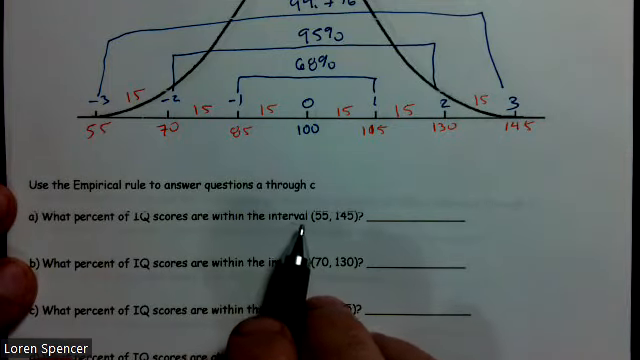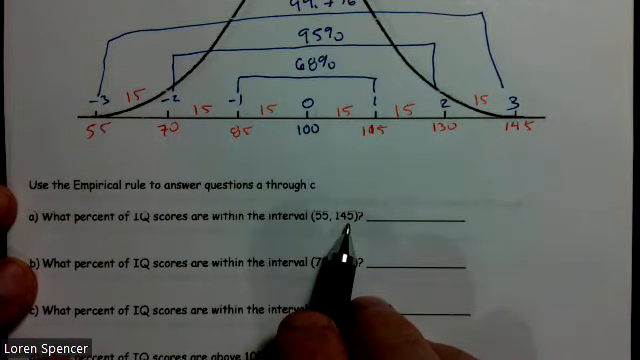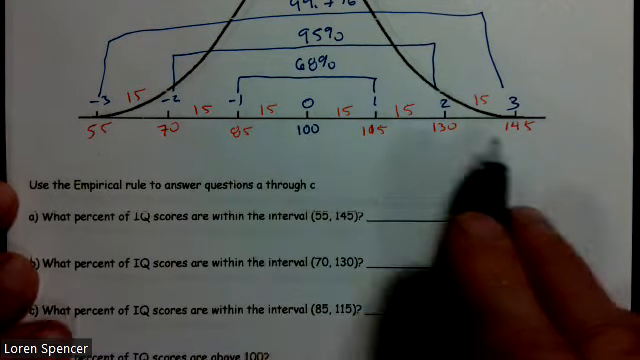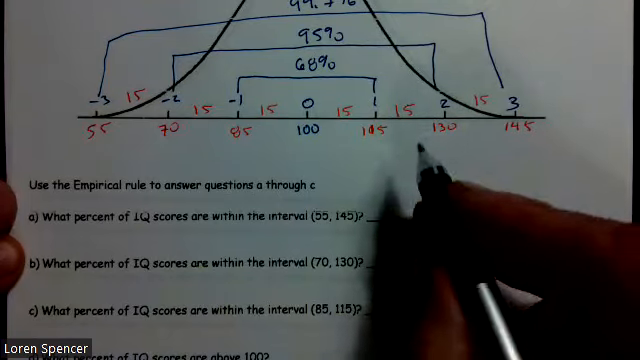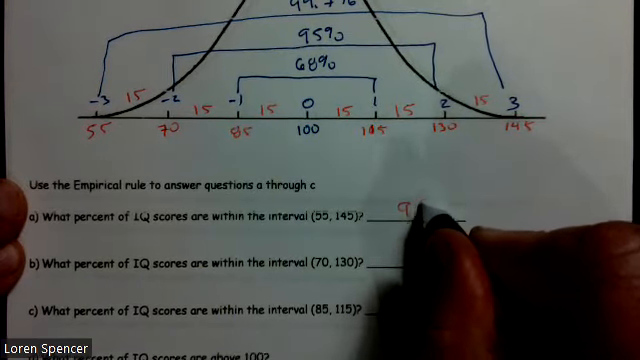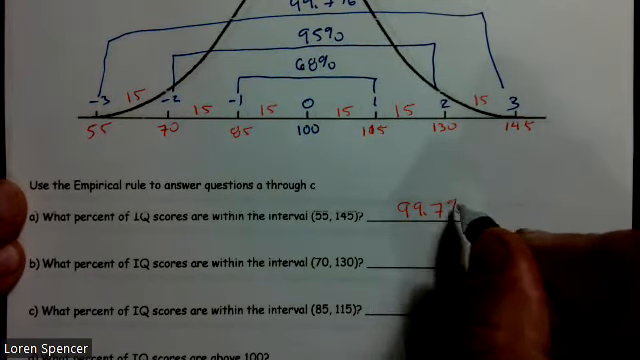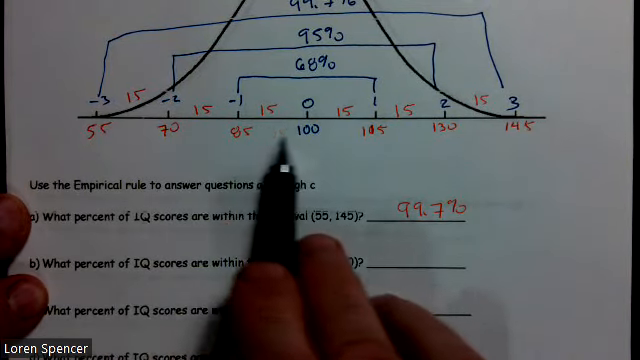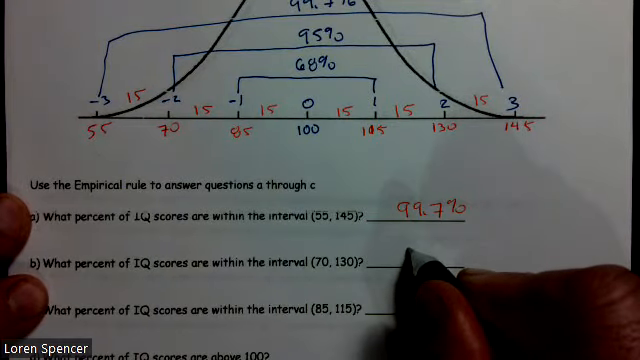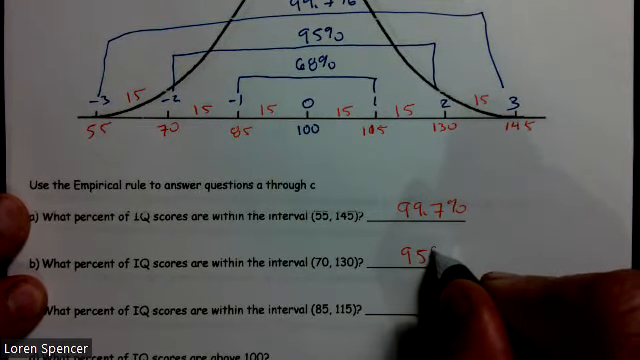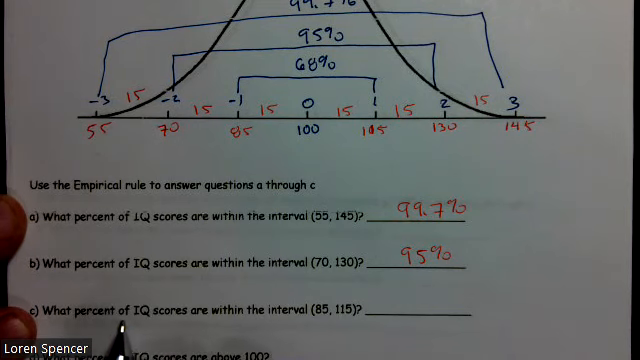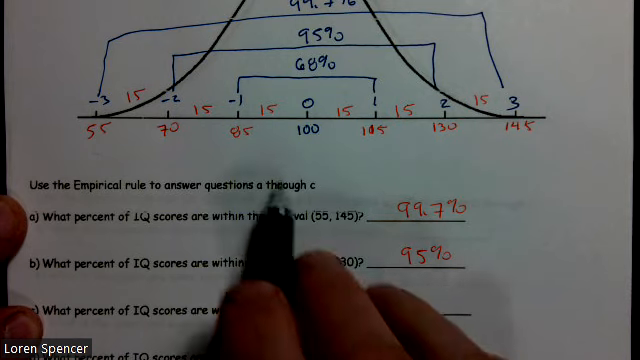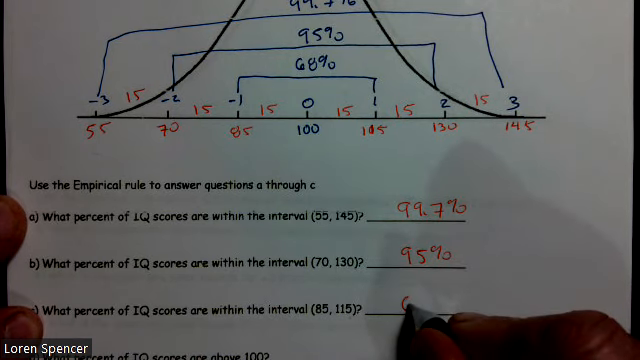What percent of IQ scores are within the interval 55 to 145? Well, that's plus or minus 3 standard deviations. So that's just our 99.7%. What percent are within the interval 70 to 130? That's plus or minus 2. So that's 95%. And what percent of IQ scores are within the interval 85 to 115? Well, that's 68%.